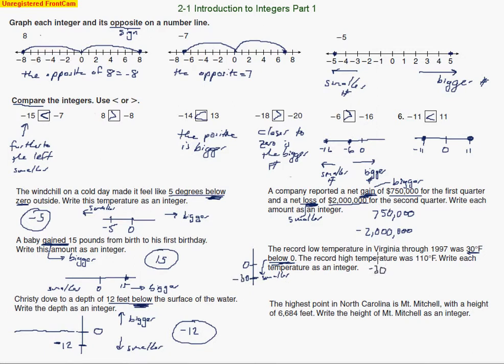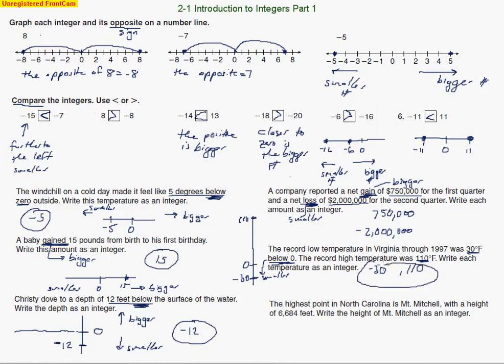So that's one of the numbers. Then it said the record high temperature was 110 degrees Fahrenheit. Well, is 110 bigger or smaller? Well, that's a lot bigger. So we're way up here at 110 degrees. And so 110 degrees would be a positive number. So there it is.